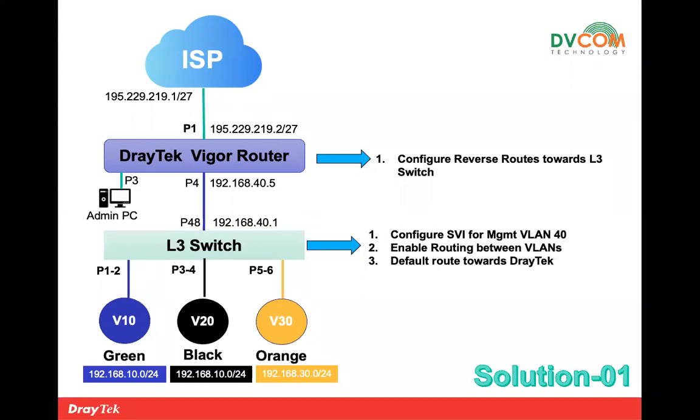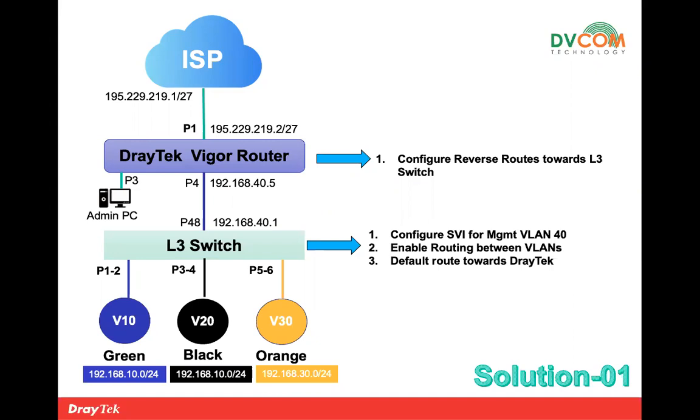By default, here VLAN numbers 10, 20, 30 are there. Let's say VLAN 10, we can call it the green VLAN. You can use it for staff, and VLAN 20 we can use for managers. VLAN 30, you can use for guests. But you need to create one more VLAN, VLAN number 40, which is the additional VLAN. We can call it the management VLAN. Then inside your layer 3 switch, enable the routing. Then you can write one default route towards your DRETEC router. That's what you need to do, guys.